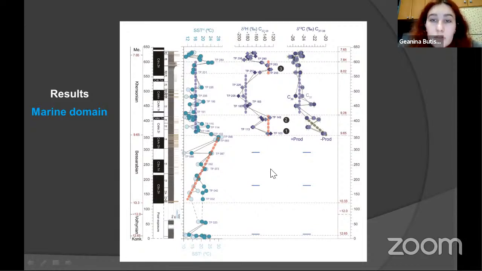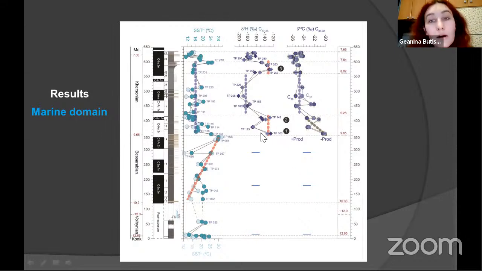In terms of alkenones, this is really interesting. Until the same point, when we have the higher sea surface temperatures, we have no alkenones in the area, except these three appearances. But anyway, they are too low for measuring any isotopes. And after 9.65, they start to appear in our section, and they become really abundant, as you see from the productivity, until the end of the section.